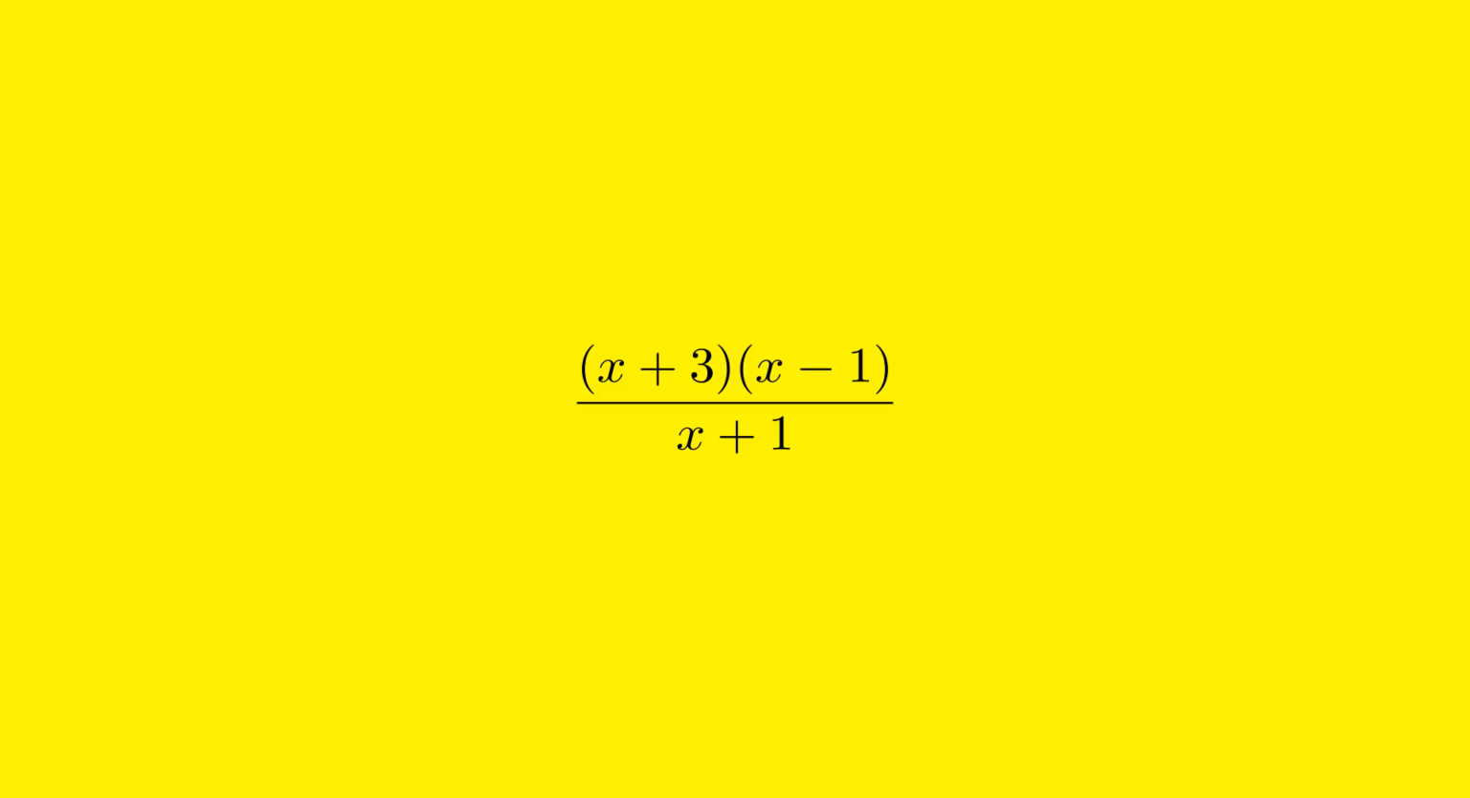The simplified form of the rational expression remains x plus 3 times x minus 1 over x plus 1. And that completes step 2, which is the final step, where we verify there are no common factors to cancel out, leaving the expression in its simplest form.